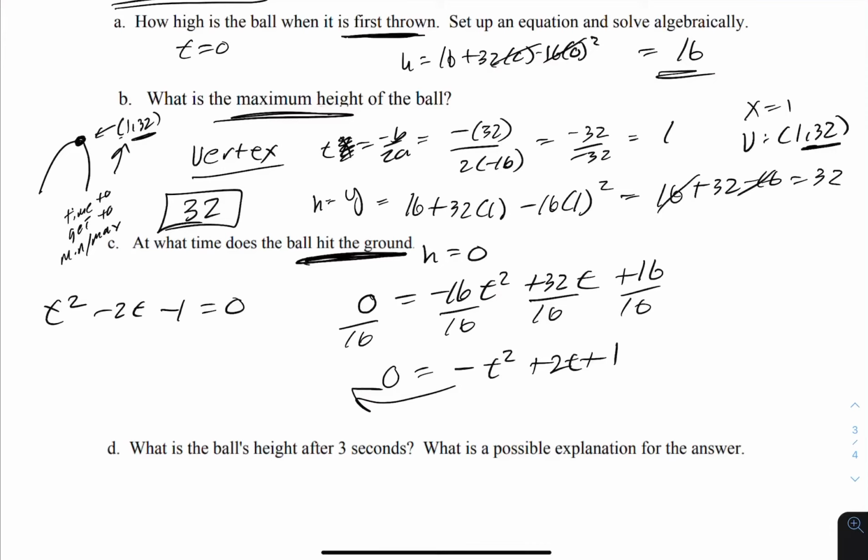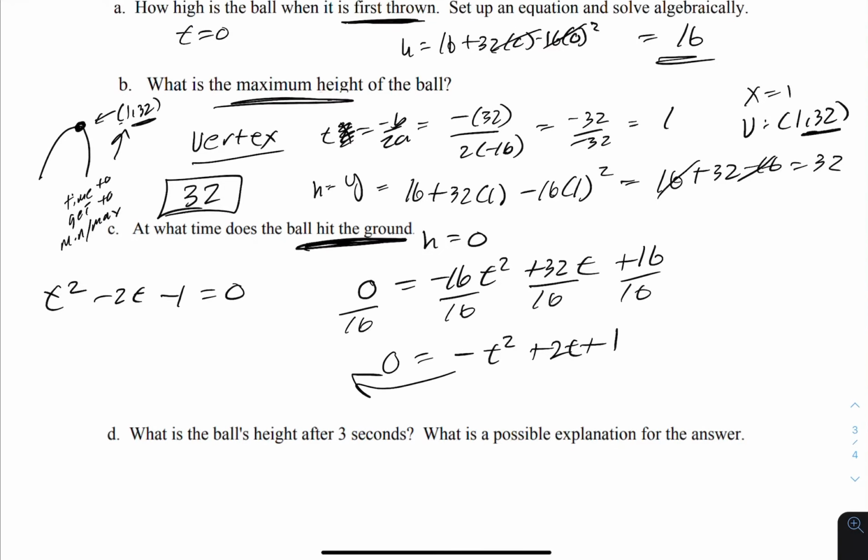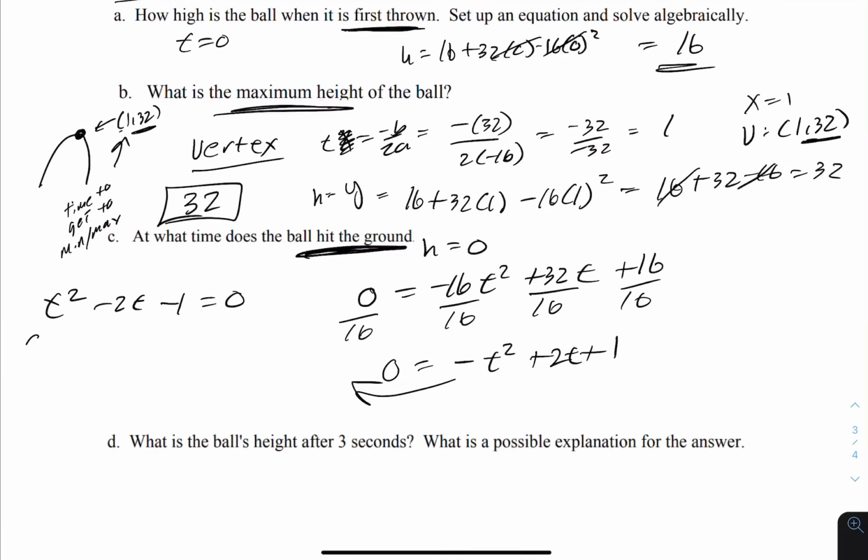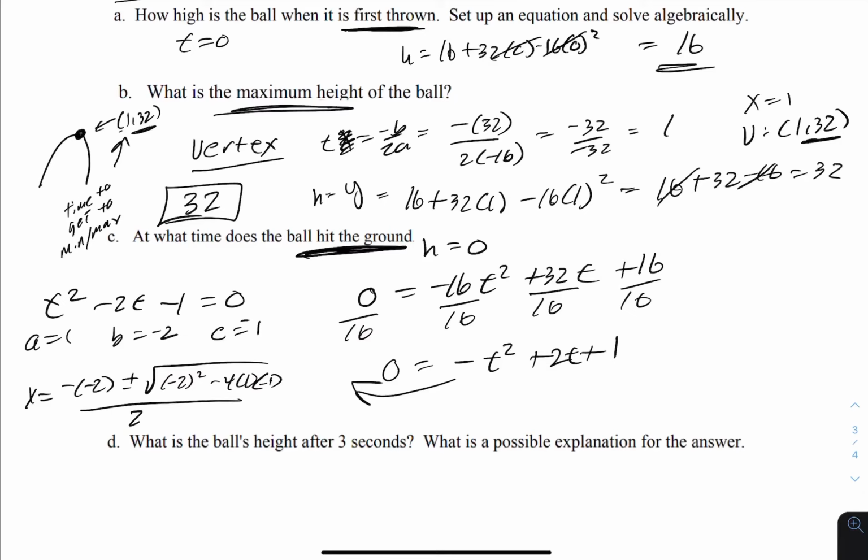Oh, is that factorable? No, it's not factorable. So I'm going to use the quadratic formula. A equals 1, B is negative 2, good old quadratic formula always works, C equals negative 1. I could complete the square, but that also works. x equals negative negative 2 plus or minus the square root of negative 2 squared minus 4 times a times c, all over 2 times a.